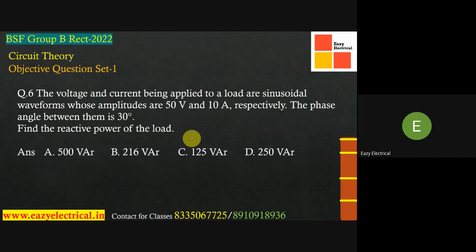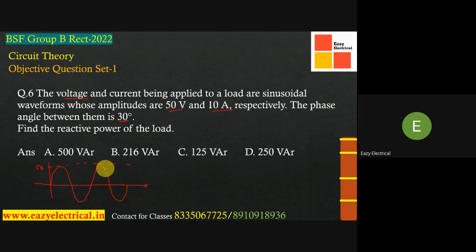I'll help you. See here, you see there is a voltage and current mentioned. The waveform is sinusoidal, whose amplitudes are given as 50 volts and 10 amperes, and the phase angle between them is 30 degree. So what is the statement actually saying? Suppose this is one voltage waveform. Consider this as a voltage waveform, and the amplitude is shown as 50.